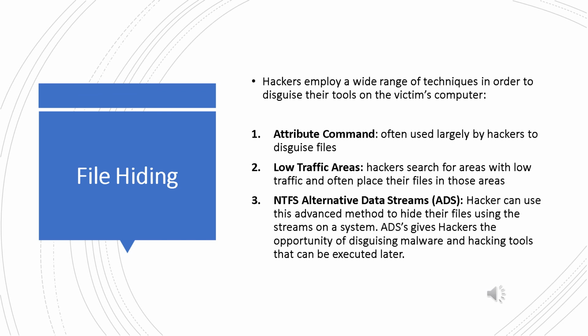File hiding. Hackers employ a wide range of techniques in order to disguise their tools on a victim's computer. The attribute used largely by hackers hides files, and low traffic areas. Hackers search for areas with low traffic and often place their files in those areas. NTFS alternate data streams. Hackers can use this advanced method to hide their files using the streams on a system. ADS gives hackers the opportunity of disguising malware and hacking tools that can be executed later.